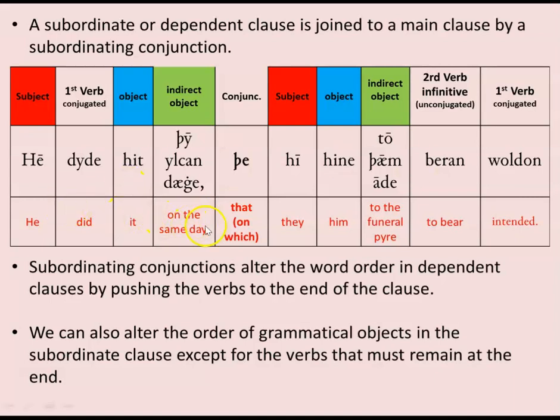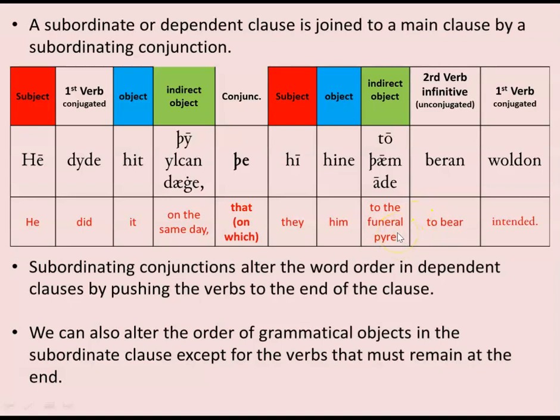He did it on the same day, on which they intended to bear him to the funeral pyre. So he's done something on a day on which a group of people intended to bear the dead person to the funeral pyre. Okay, so here marks the beginning of the subordinating conjunction. They intended to bear him to the funeral pyre.